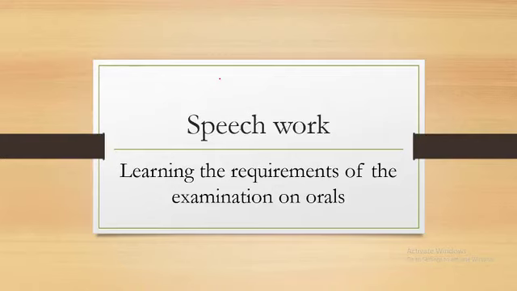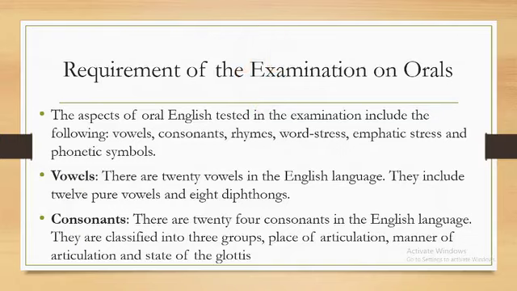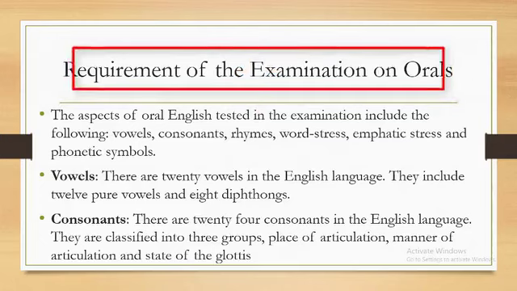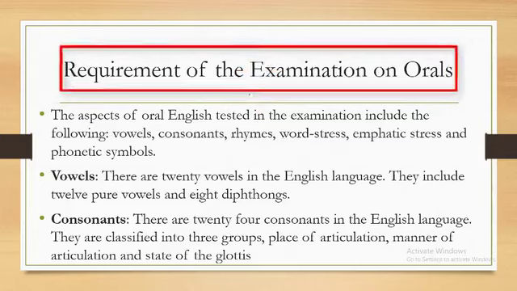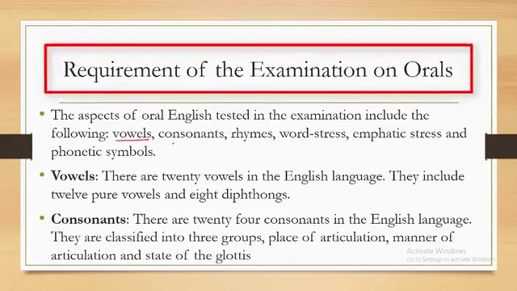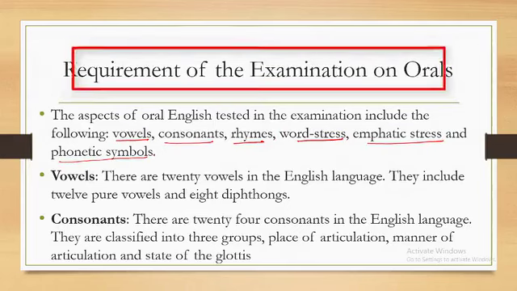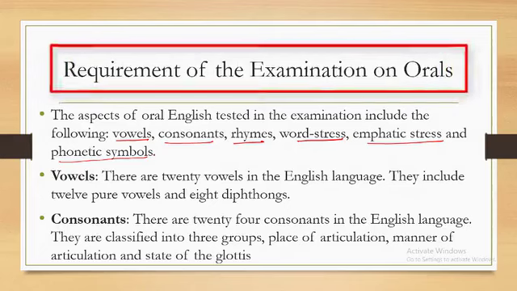Welcome back. Like I said, we're going to be learning the requirements of the examination on orals today. So I want you to sit back as we journey together on this. The first thing we are going to look at today are the aspects of oral English tested in the examination. Like I said, the focus is going to be on vowel sounds, consonant sounds, rhymes, word stress, emphatic stress, and phonetic symbols: how much you can identify the phonetic symbols and the words in which they are contained.